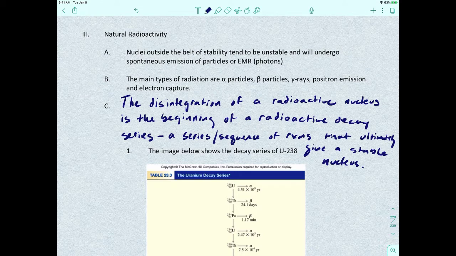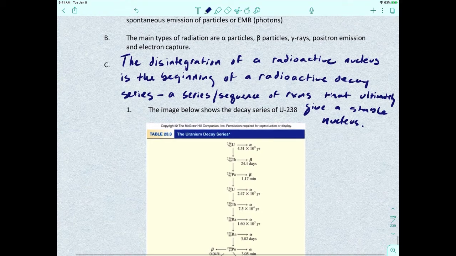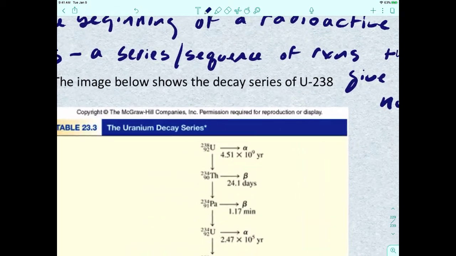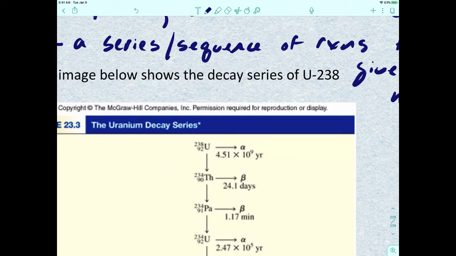So taking a look at that belt of stability, it's not like you're going to give off one proton or one electron or one positron, and then you become stable. Oh no. So this usually is like you do this over years or sometimes billions of years. So for instance, here's the uranium decay series.